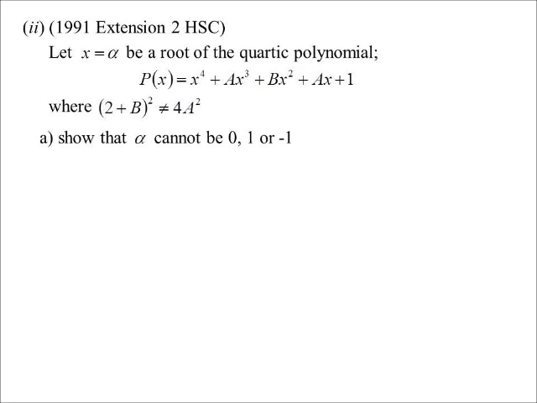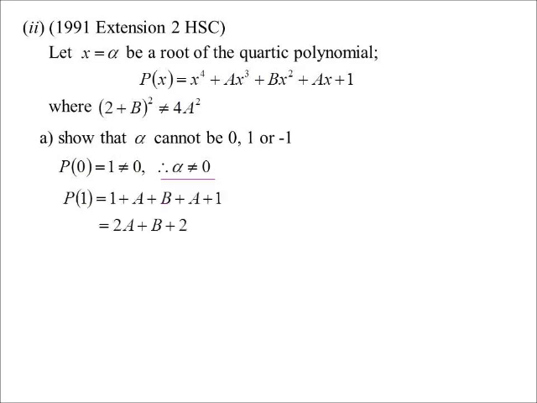Right, so alpha is a root. First thing they want us to show is that it can't be 0, 1, or minus 1. Well, let's use our factor theorem. If I sub in 0, I get 1. So it doesn't satisfy the factor theorem, so 0 can't be a solution. Sub in 1, I get 2a plus b plus 2. Well, I can't say whether or not that's 0 because I don't know what a and b are. So let's have a look at the other one. Polynomial at negative 1 is minus 2a plus b plus 2. But again, I don't know whether that's going to be 0 or not.